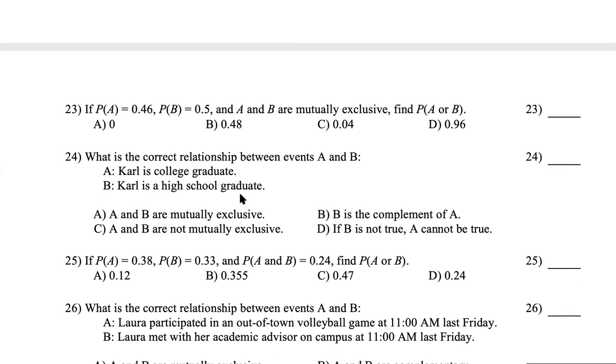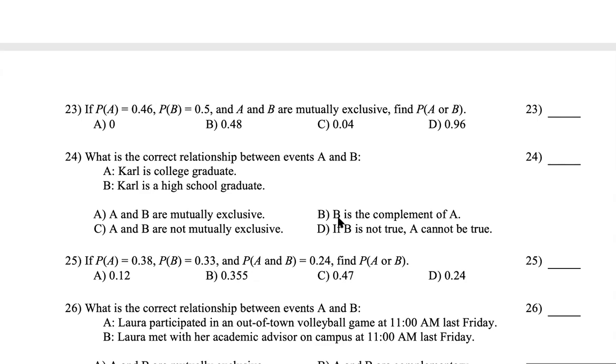Okay, number 24, I do want to mention that, everybody. What is the correct relationship between those two events? A, Carl is a college graduate. B, Carl is a high school graduate. Let's check out option A. Are A and B mutually exclusive or not? Mutually exclusive means these two events cannot be true at the same time. That's not right. Carl could be a college graduate, and Carl could be a high school graduate. Both could be true at the same time. Option A is not right.